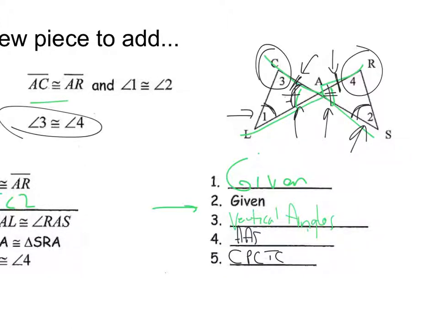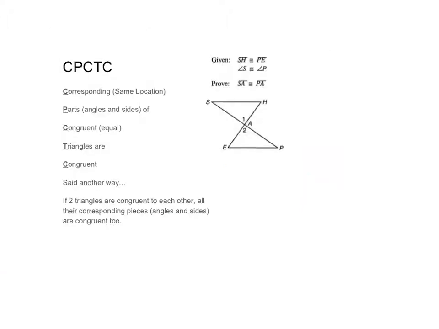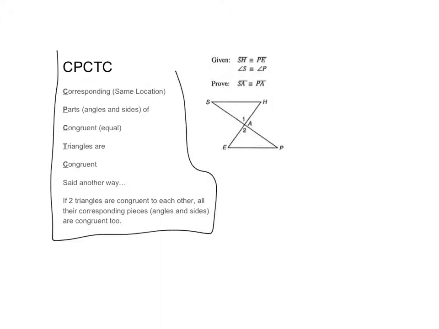This is where CPCTC comes into play. What does CPCTC stand for? Corresponding parts of congruent triangles are congruent. So if two triangles are congruent to each other, all the corresponding pieces, sides and angles, are congruent as well. If the big things are congruent, all the little things are congruent too.